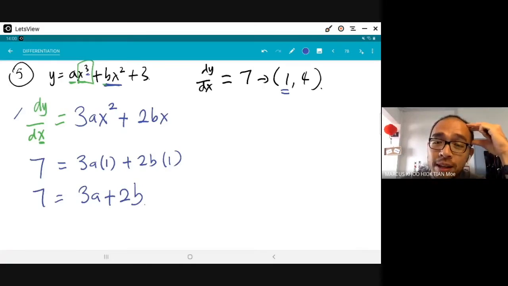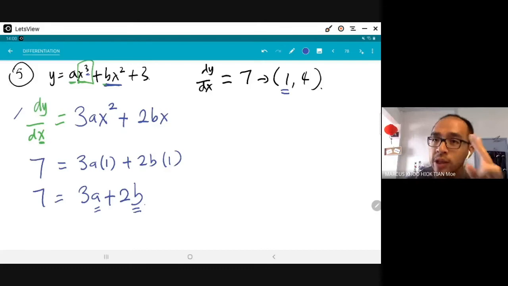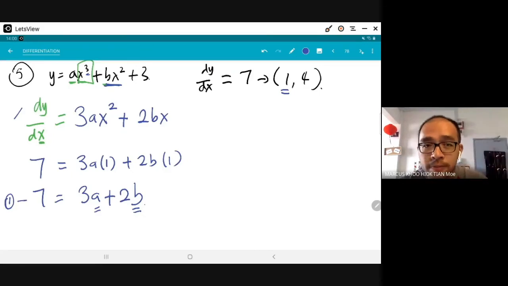And there are two things that I don't know. If there are two things that I don't know, then I have to form two equations. So far, this is equation number 1. How can I get the second equation?